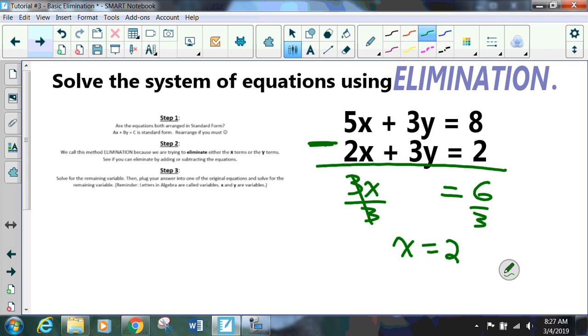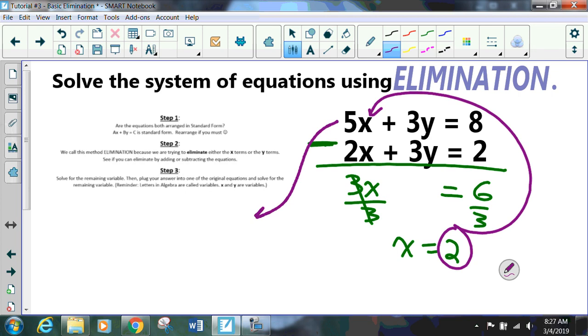And then once again, we're going to go ahead and take that 2 and plug it in for x. I always pick the top equation just because it's there. Sometimes the second equation might look a little easier, and I pick that. So anyways, I'm going to pick the top equation. When I see x, I'm going to plug in that 2. And then I'm going to go ahead and solve for y.